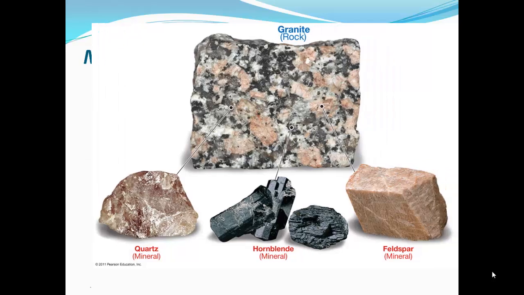So here's an example, granite, which is a rock, and you can see with its large crystal sizes that it's made of several different minerals. Here, quartz represents the gray semi-translucent crystals, hornblende represents the black opaque minerals, and feldspar the pink crystals in this granite.